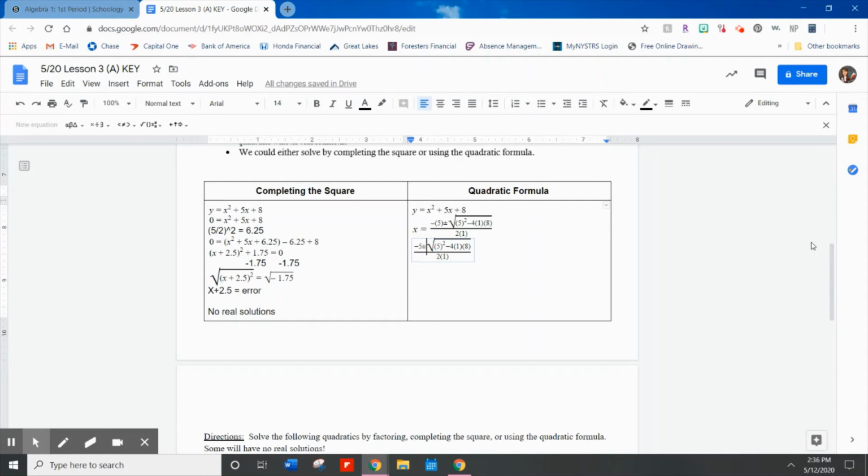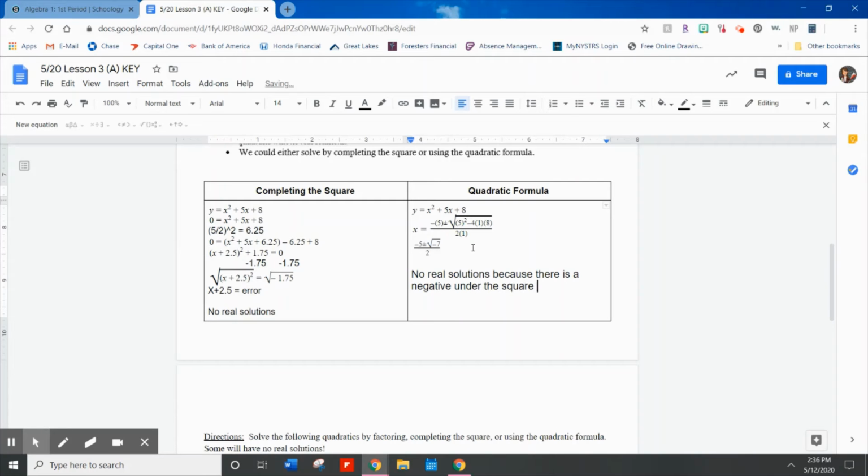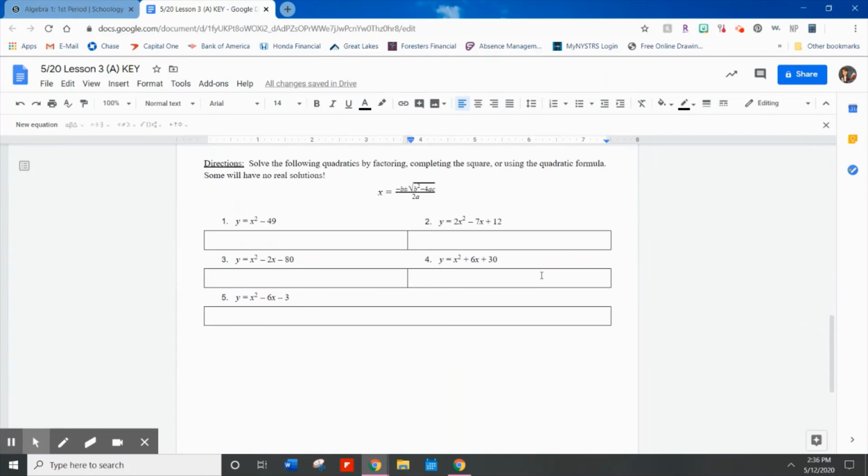Let's type in everything that's underneath the square root. Do not type in the square root. And we should get negative 7, all over... right here. No real solutions because there is a negative under the square root. And that's it. Okay, so next part.